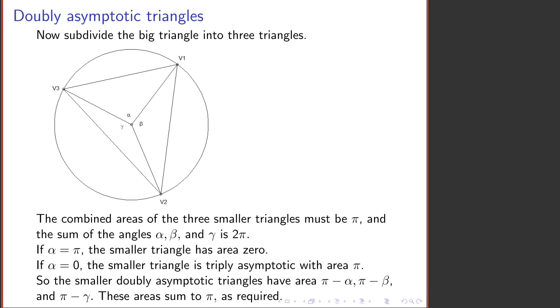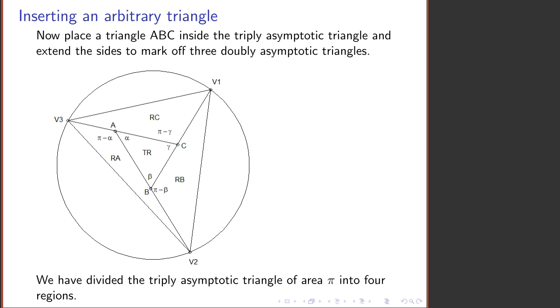Now let me put in an arbitrary triangle. So here's my triangle ABC shown in the Klein model. I will extend side AB till it hits the circle. Label that point V2. I will extend AC to V3. I will extend BC to V1. And I have constructed a triply asymptotic triangle whose area we know is pi.